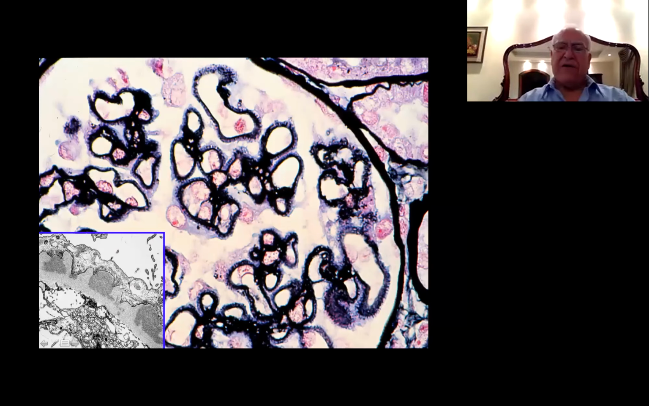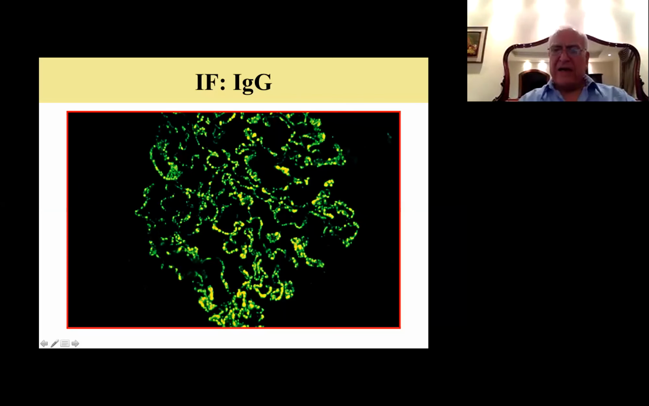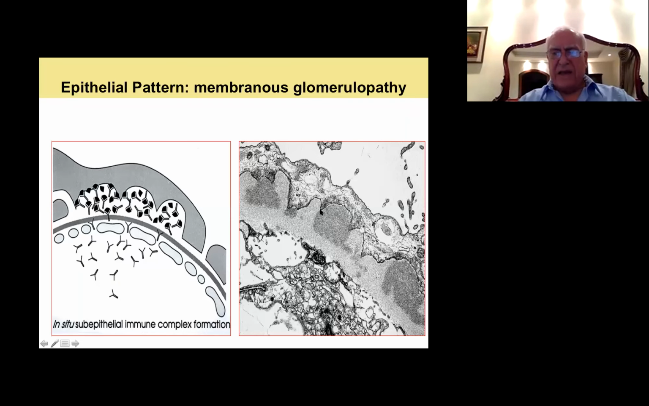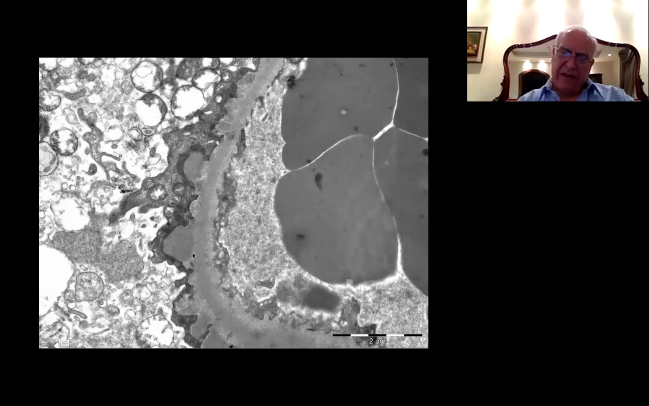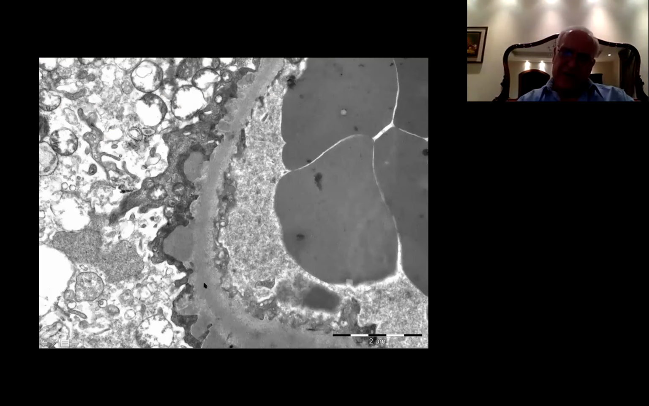Lucky enough, if you have IgG immune staining, that's a granular pattern. Granular capillary pattern, not mesangial. And that's epimembranous. Look at how thick the basement membrane is with all these deposits present there. So that's classically a disease of the podocytes that present there.